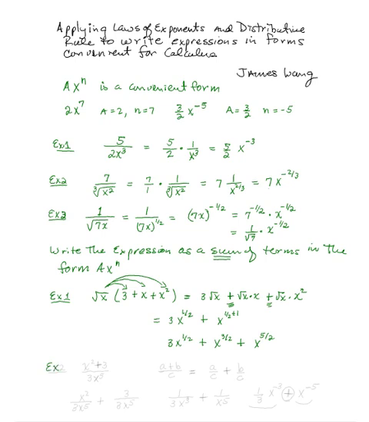Now, second example, again, pause and try it yourself before you listen to the rest of my babbling on. So, let's see, the next example is x squared plus 3 over 3x to the 5th. Now I want to write it as a sum of terms, and the terms have to be in our special form ax to the n.